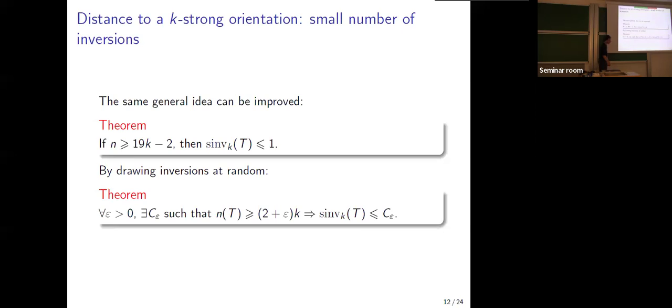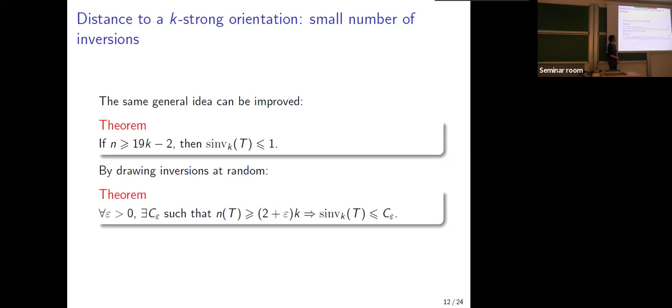Okay, and if your goal is really to have the best possible bound here, doing some probabilistic arguments, you can show the following. For every epsilon positive, if n is at least (2 plus epsilon) k, then you can make it k-strong using at most a function of epsilon inversions. So here, if you want to have a constant number of inversions, but to have really a better bound on the number of vertices, you can.